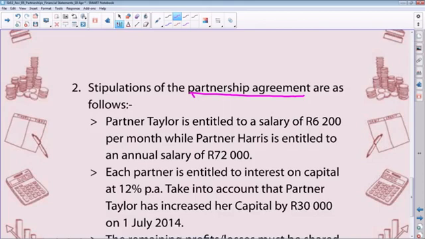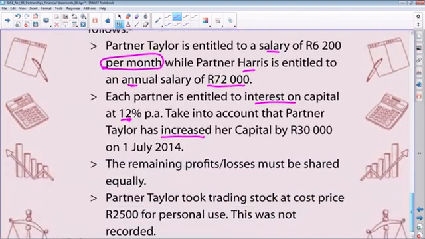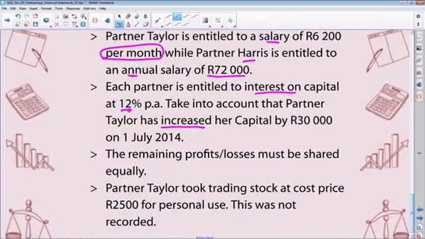Partner Taylor is entitled to a salary of 6,200 Rand per month, while partner Harris is entitled to an annual salary of 72,000. Okay, next bit of information. Each partner is entitled to interest on capital at 12% per annum. Take into account that partner Taylor has increased her capital by 30,000 Rand on the 1st of July 2014. Okay, so we'll obviously look at that information further. The remaining profit and losses must be shared equally.